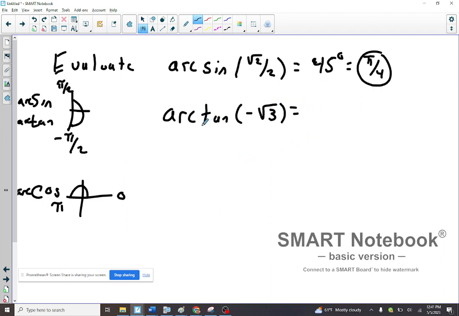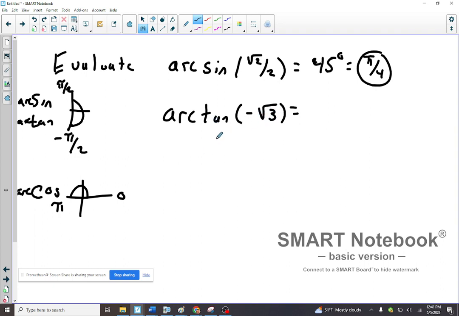Why can't cosine also be the third? Because you want them connected. Otherwise, there'll be like a gap. All right. So this one, arctan, is negative pi root 3.